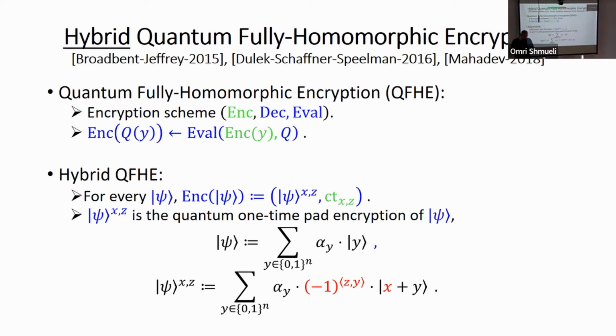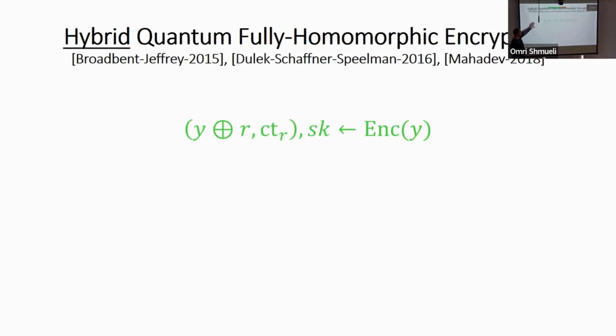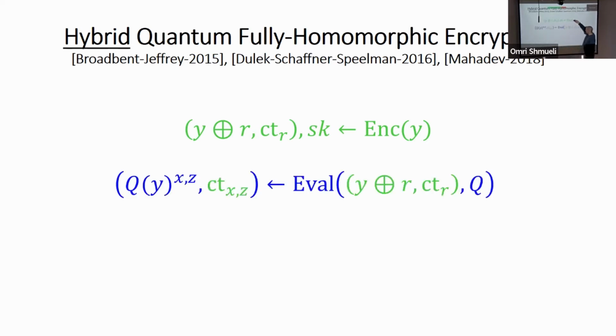And you can do a lot of things with hybrid QFHE, but one thing is this series of actions. You can take a classical input and encrypt it. And this is the hybrid encryption of Y. This is a one-time pad of Y along with the classical encryption of the pad. In this case, both sides are classical because the input itself is classical. And the secret decryption key is used later, used here, for example. And then you take this encryption, you evaluate it on a Q, and then you get a quantum one-time pad encryption of the output of Q, along with the encryption of the pads, and then you can decrypt the pads and get access. So we're going to use these three actions.